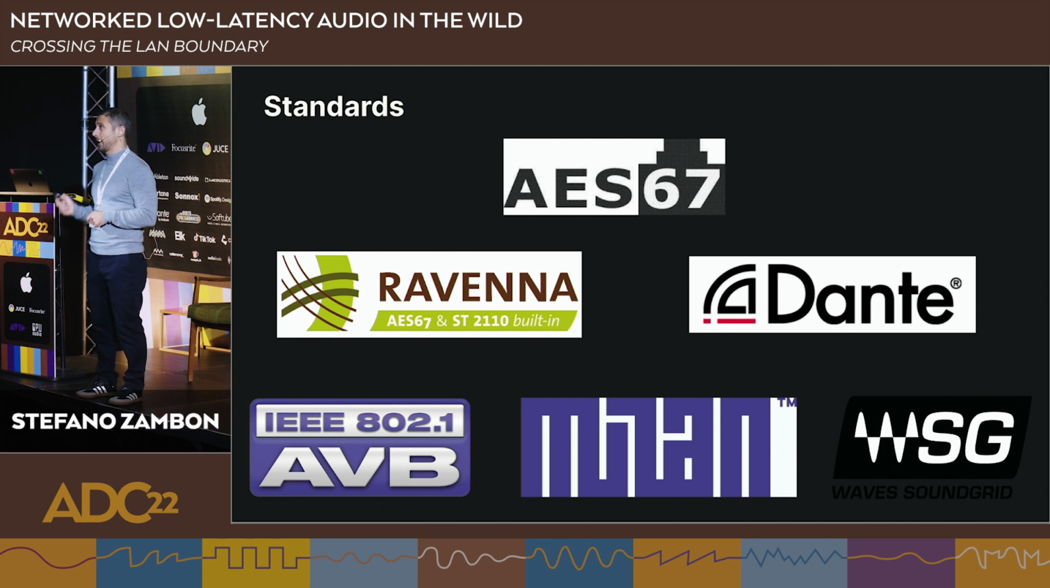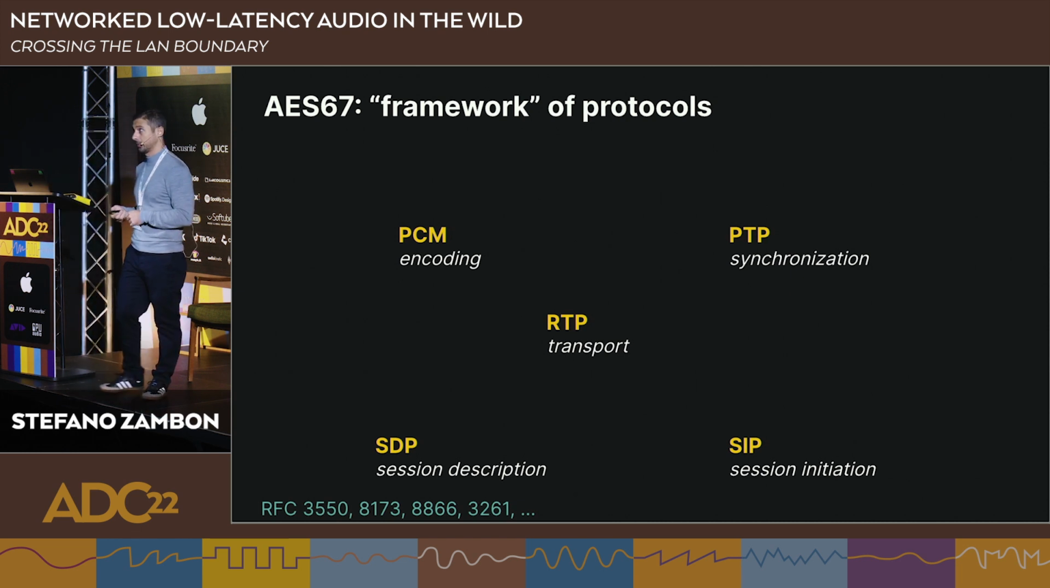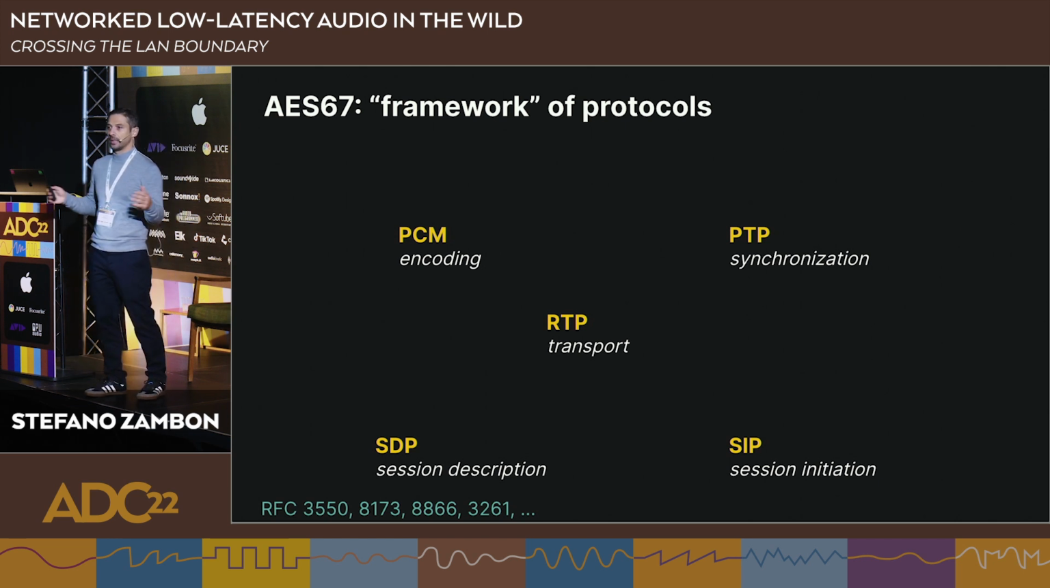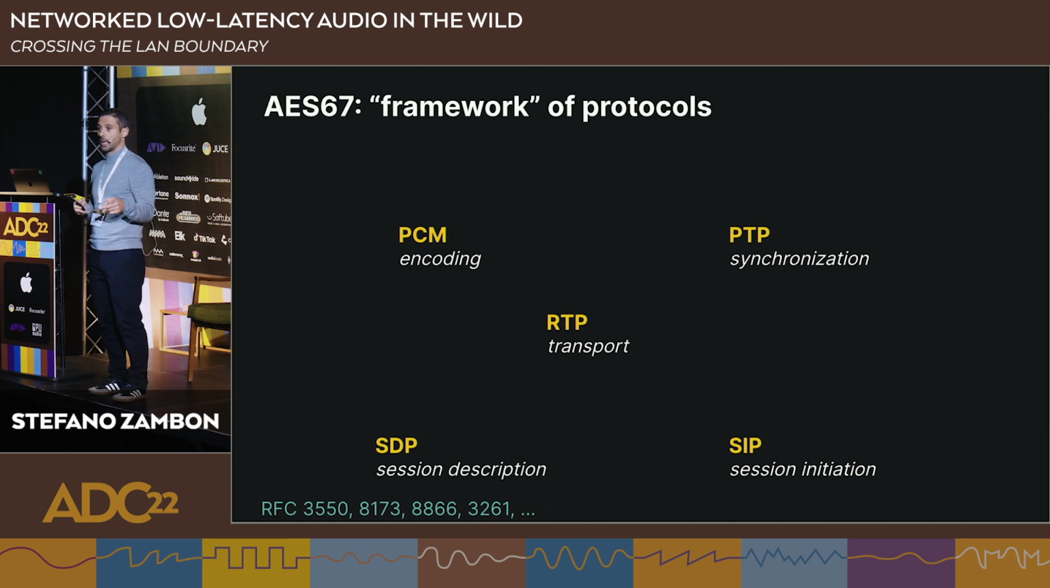Maybe we can spend a couple of words on AES67, because that's an international standard, non-proprietary, free to use. And it's actually very simple. They didn't reinvent the wheel. They just said, let's take the protocols that are already there, choose those, and this is AES67. So for the transport packetization, you have the real-time protocol, RTP. The encoding of the payload is literally the same PCM that you have in your uncompressed WAV file on the computer.